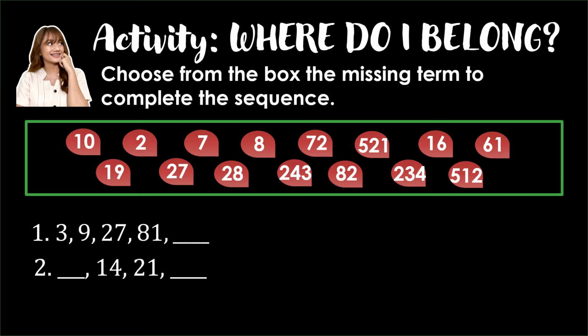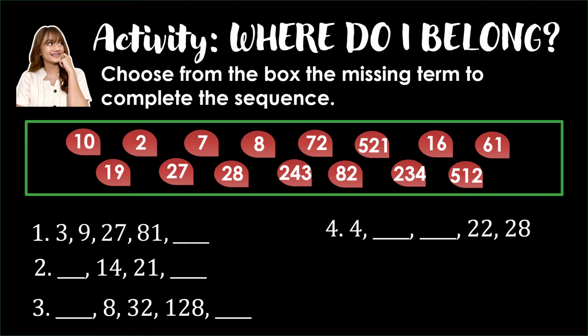We have number 2, two unknown numbers with second term 14 and third term 21. Number 3, we have the first term is missing, and so with the fifth term, given the third and fourth and fifth term. And then number 4, we have the first term. Missing numbers are the second and the third, given the fourth and the fifth term.